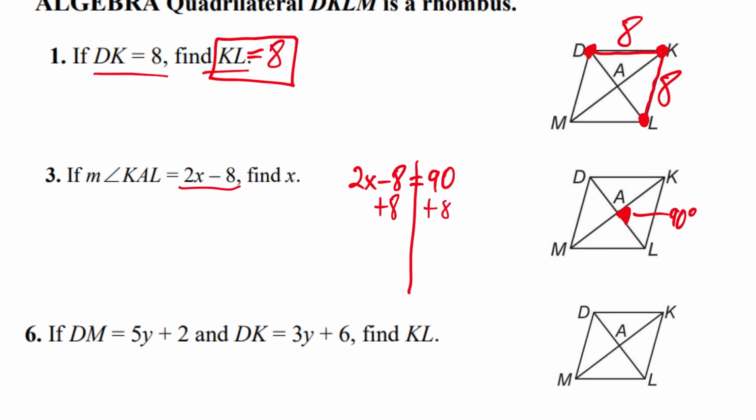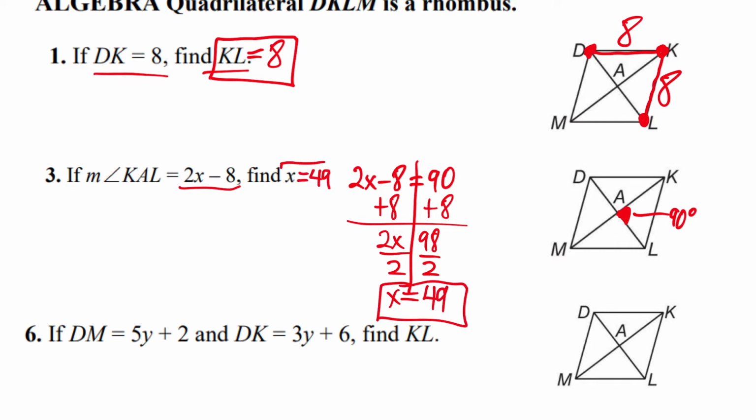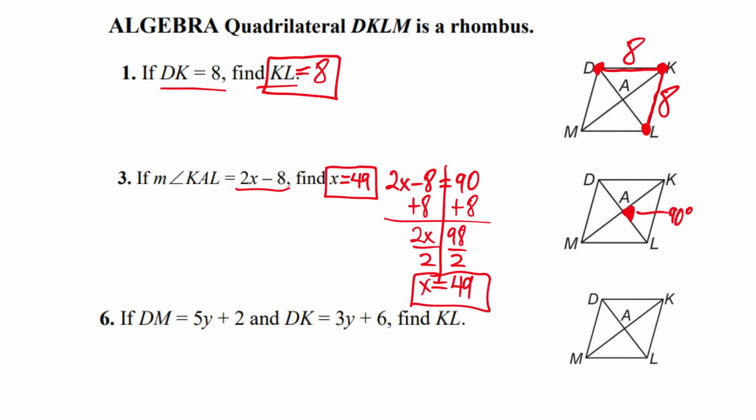So I'm going to add 8 to both sides. 2x equals 98, divided by 2. So x equals 49. Ready?